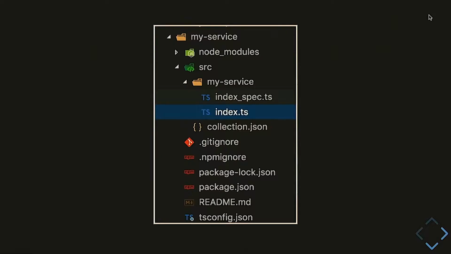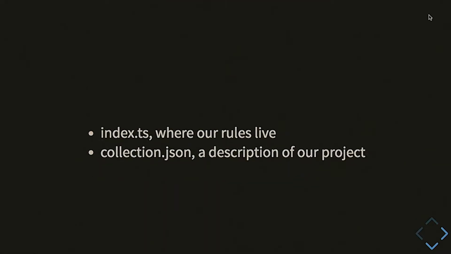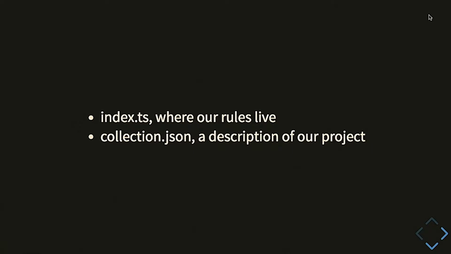So in this case, we have called the schematic my service, and the end result here is a bunch of files. So you get the source, you get the my service, which is the name of your schematic, and you get a few interesting files. As you can see, it's not a lot of files. It's a test file, it's an index.ts, and it's a collection JSON. So 3 different files that are important. So index.ts is really where your rules live.